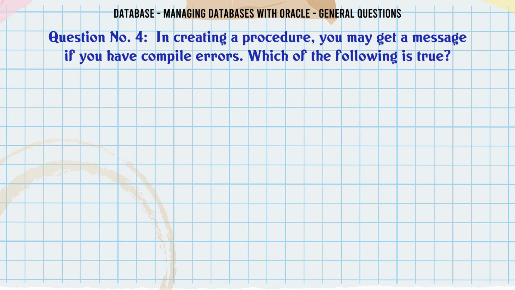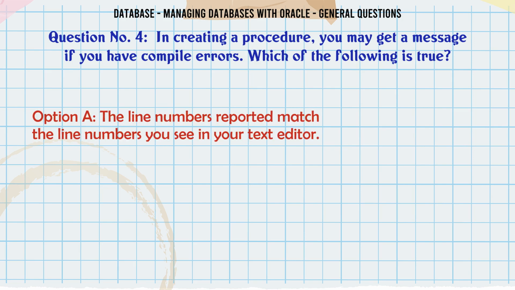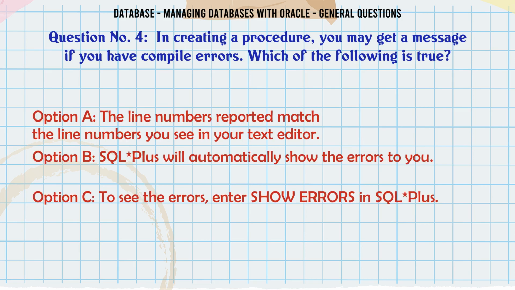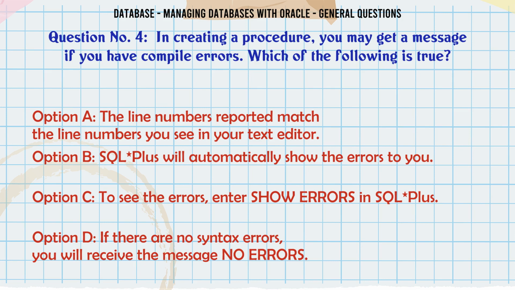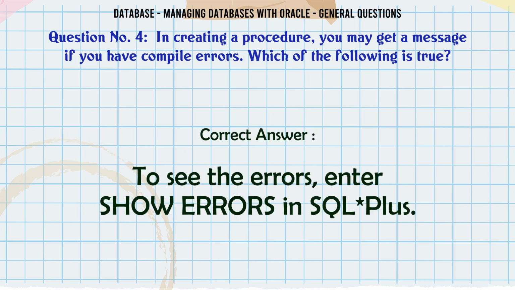In creating a procedure, you may get a message if you have compile errors. Which of the following is true? A. The line numbers reported match the line numbers you see in your text editor. B. SQL Plus will automatically show the errors to you. C. To see the errors, enter show errors in SQL Plus. D. If there are no syntax errors, you will receive the message no errors. The correct answer is to see the errors, enter show errors in SQL Plus.